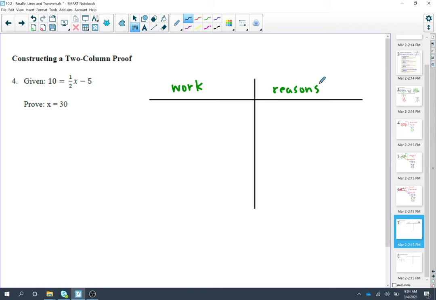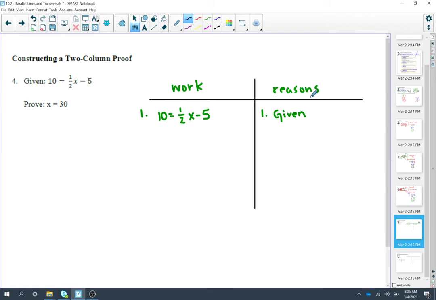on the right. When you start with a proof, we're always given some piece of information, and then we have to prove another piece of information. So step 1 is always going to be what you're given. So on the work side, I'm just going to write 10 equals 1/2 x minus 5. And my reason for that is it was given.